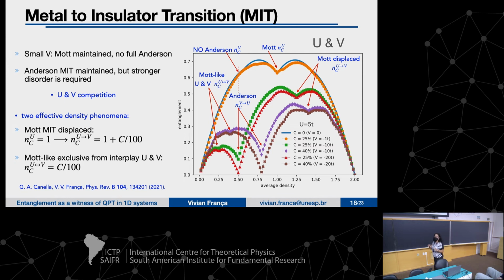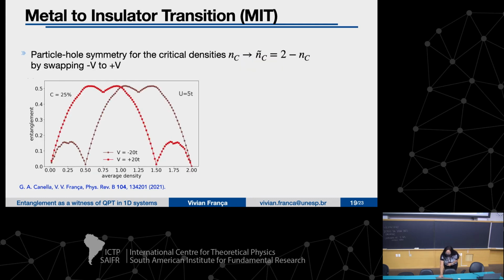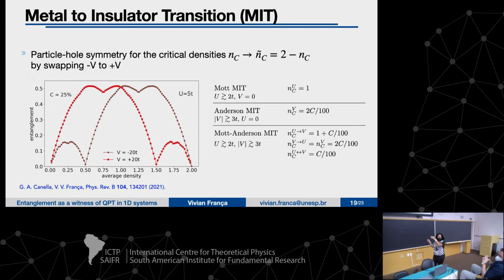So it means that we have a MOT-like situation where we have n equal to 1 in the sites. However, it's not the entire chain. Instead, it is either on the impaired sites or in the non-impaired ones. This is this phenomenon. And that is also the particle-hole symmetry. It's very nice to see when you go from minus V to plus V. And well, this is a summary of those critical densities observed here for the MIT.